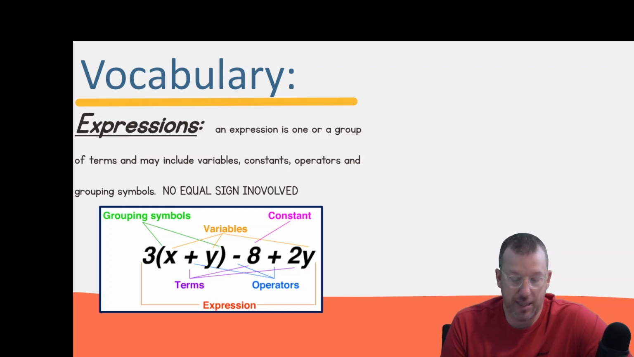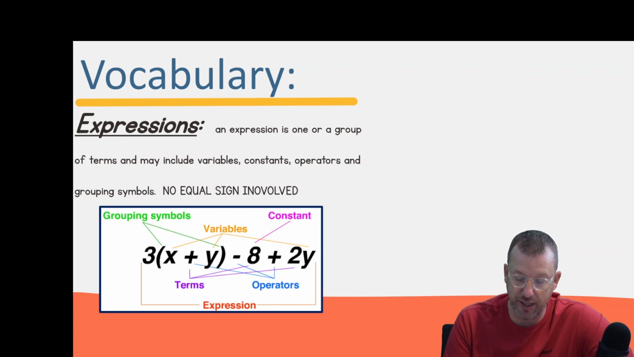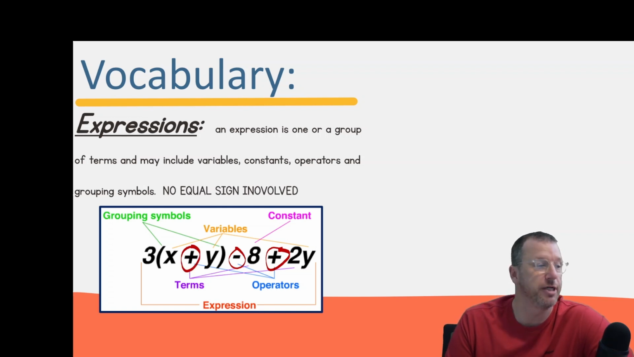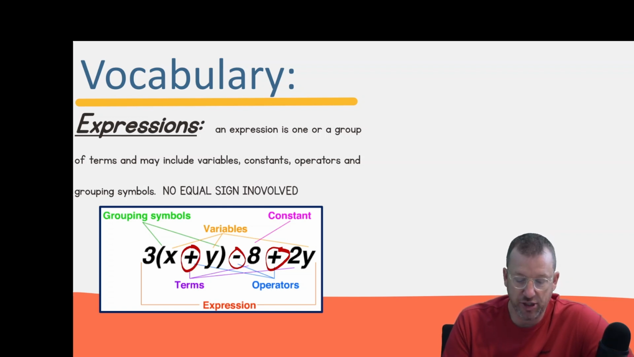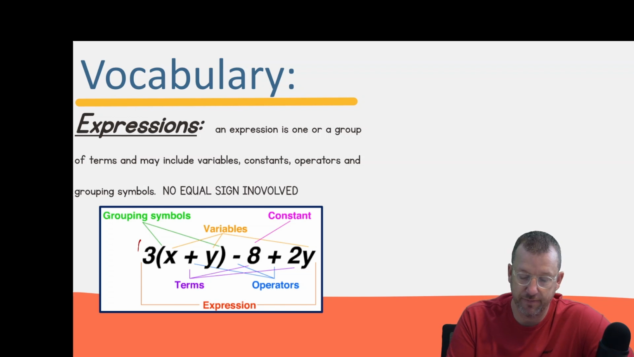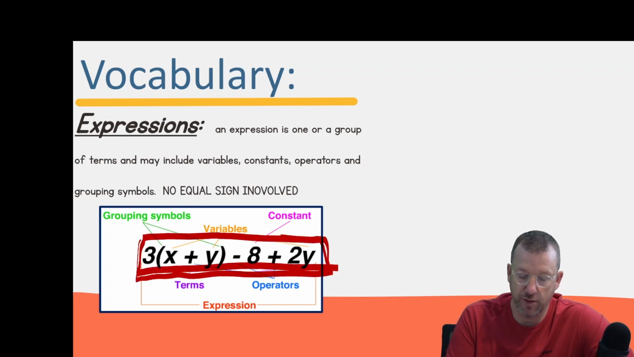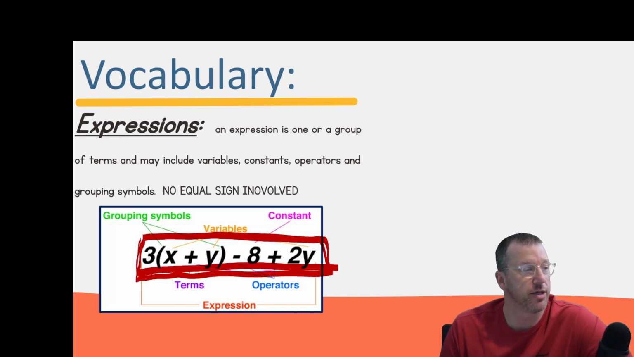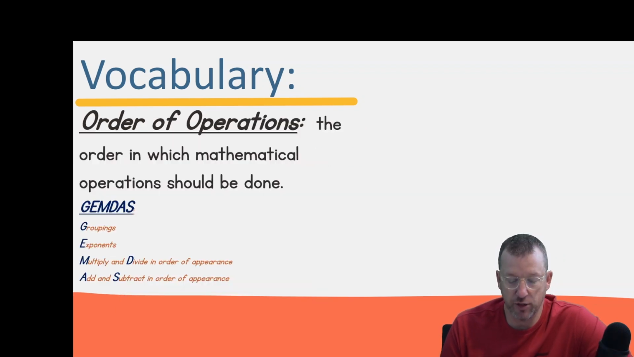It can represent constants. It can represent operators. When we say operators, think about operations: addition, subtraction, multiplication, and division. And the expression is literally all of those things. This whole thing is an expression. So this is what we're trying to accomplish. That's what an expression is. There's no equal sign.